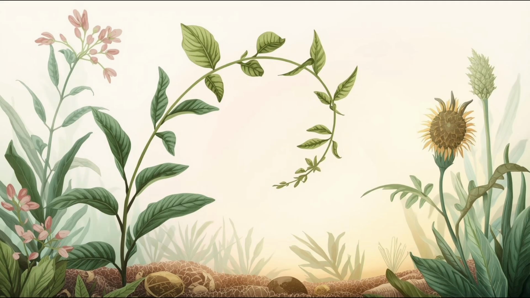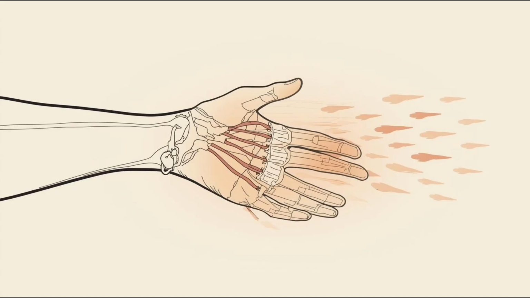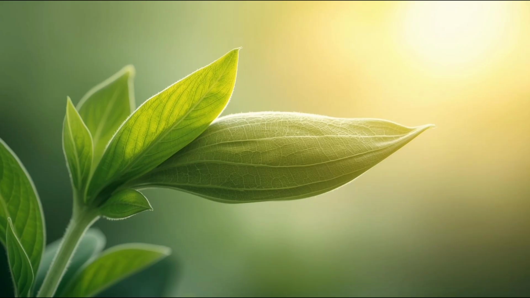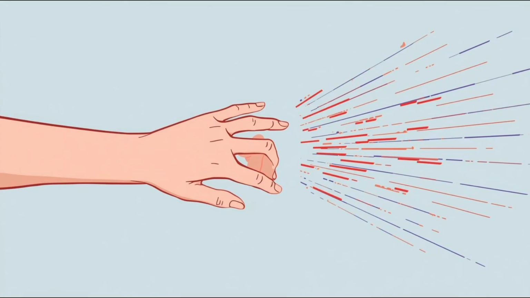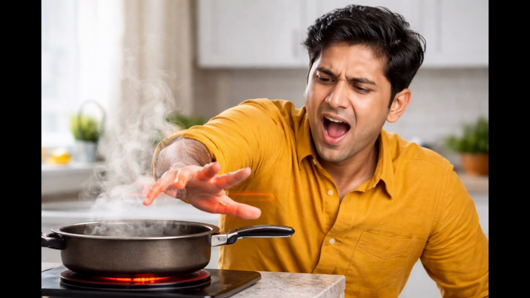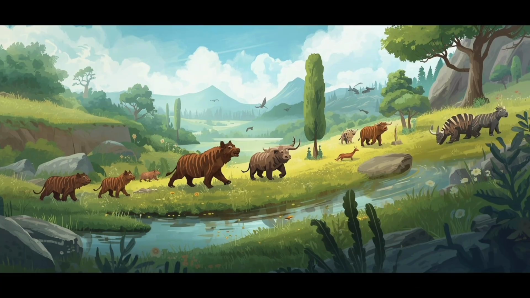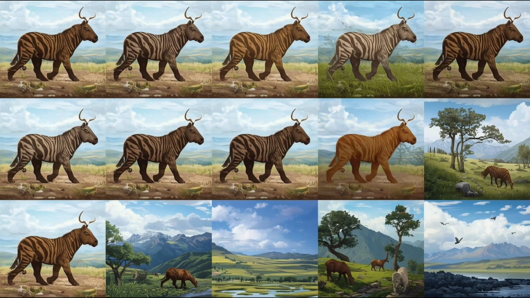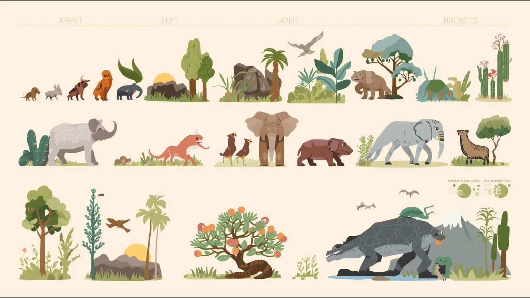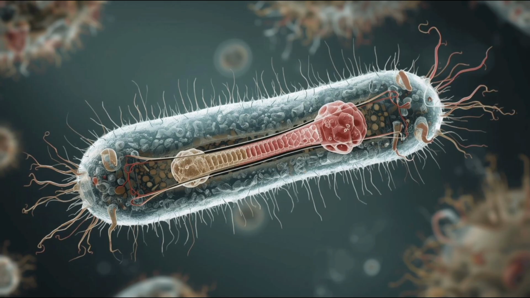Plants grow toward light. Your eyes blink when something comes too close. You pull your hand away from heat instantly. Even single-celled organisms can move toward nutrients or away from harmful substances. This responsiveness shows awareness at a biological level, not consciousness as humans experience it, but a built-in ability to detect and react.